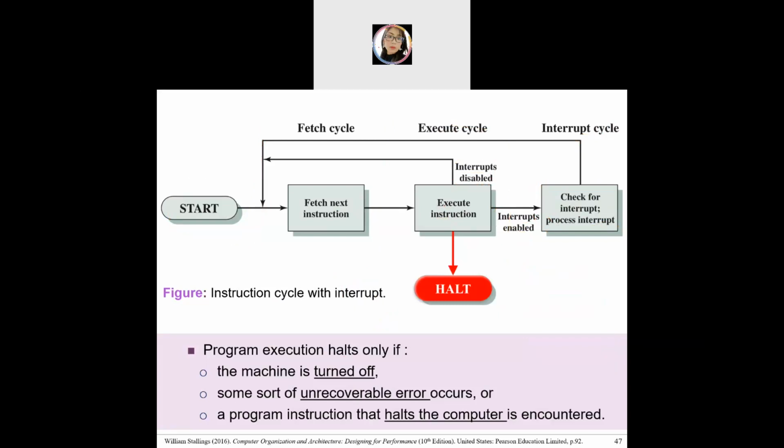Program execution halts only if the machine is turned off, some sort of unrecoverable error occurs, and another one, a program instruction that halts the computer is encountered. So there will be three executions if you have the interrupt and it goes to the host.